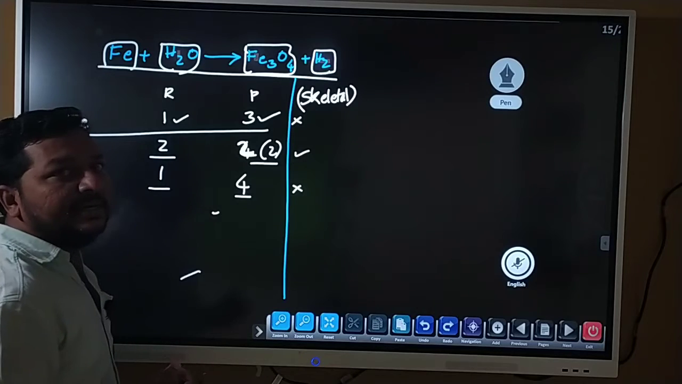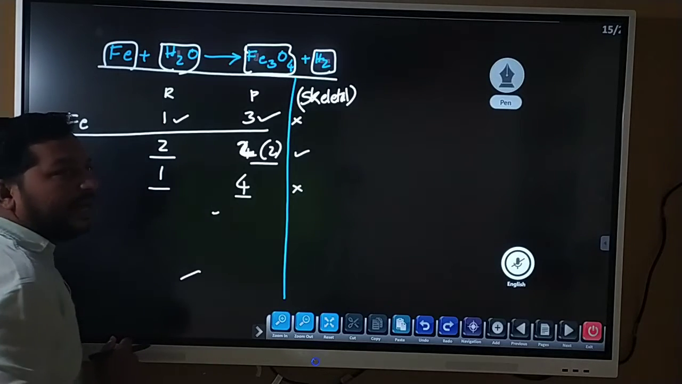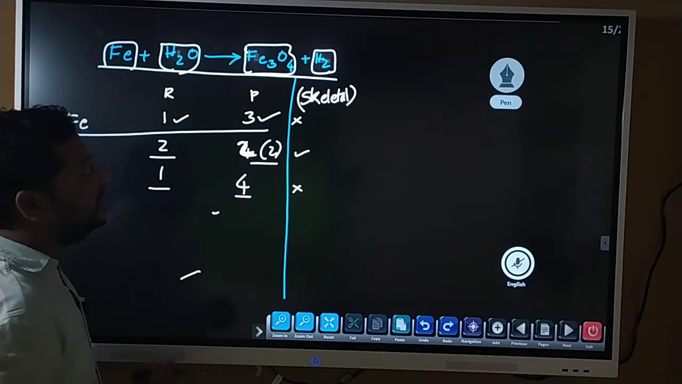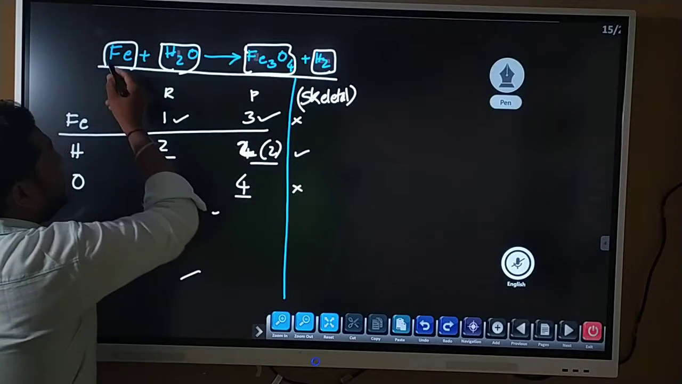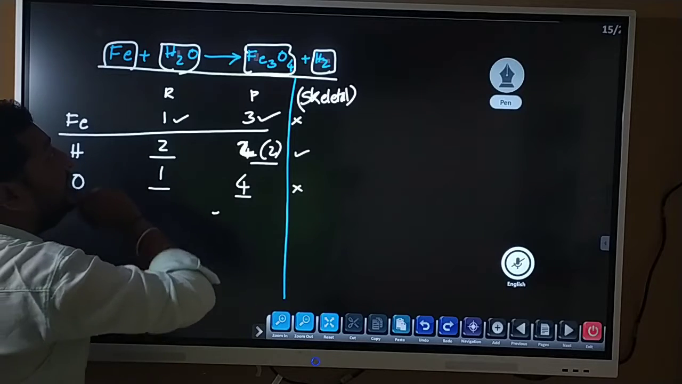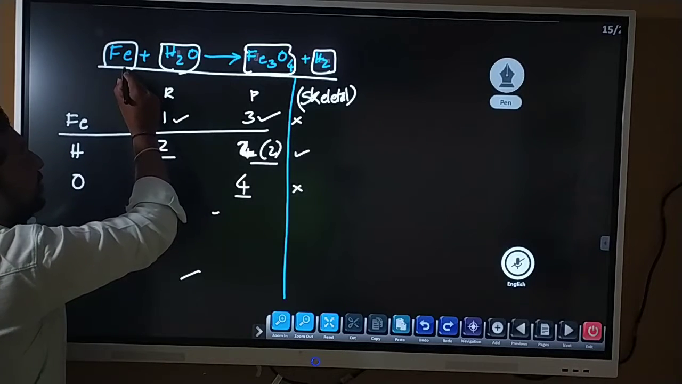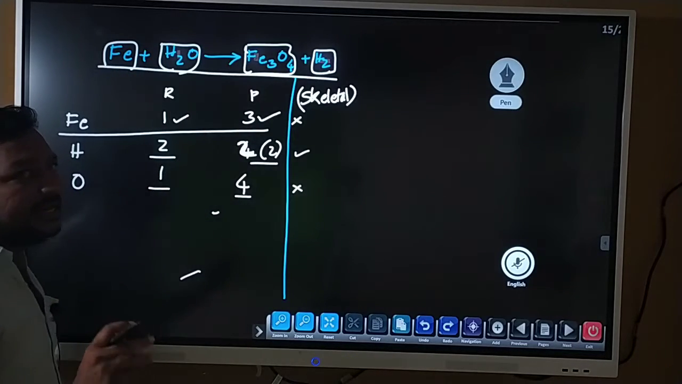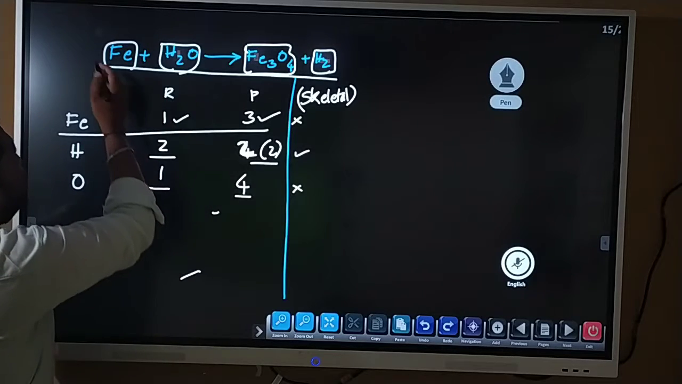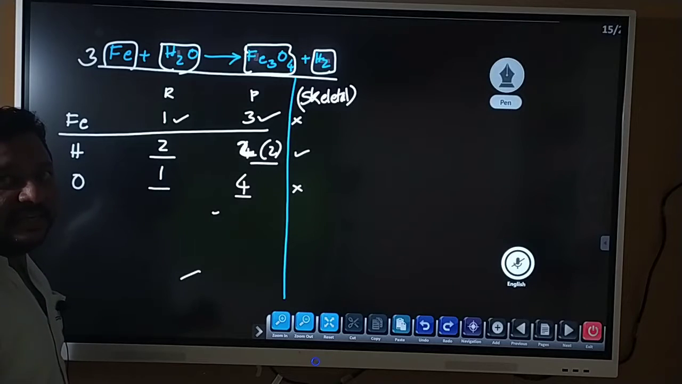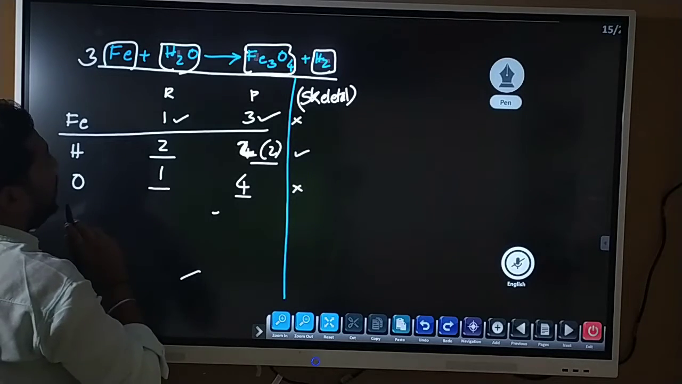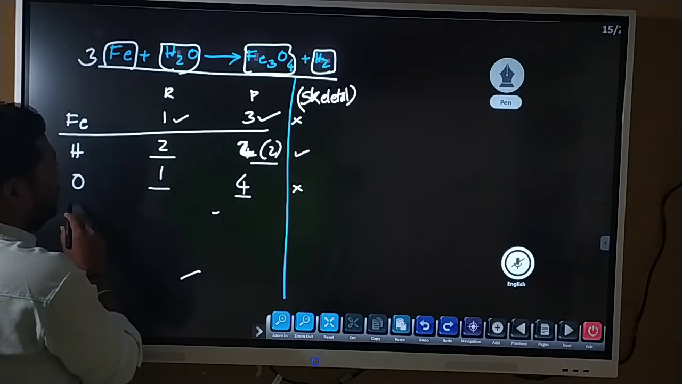Okay, how can we manage? Simple, we have to write a coefficient. Coefficient means we have to write it in front. So here we need 3, but we do not write it inside the box, because we do not alter anything inside a box. That's why we will write 3 in front of iron. Okay, 3 iron. Now go for the oxygen.